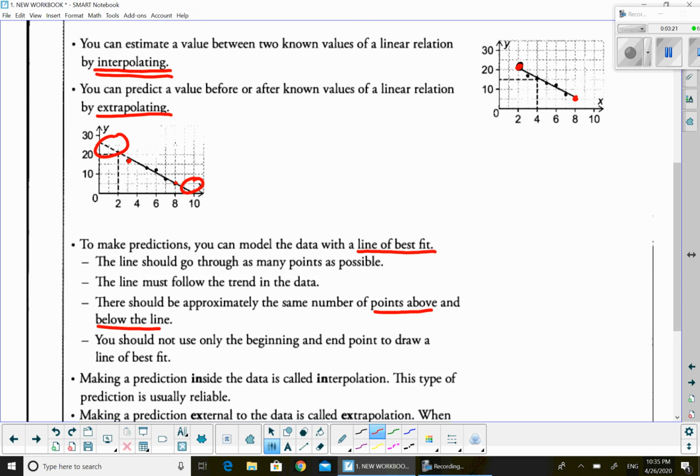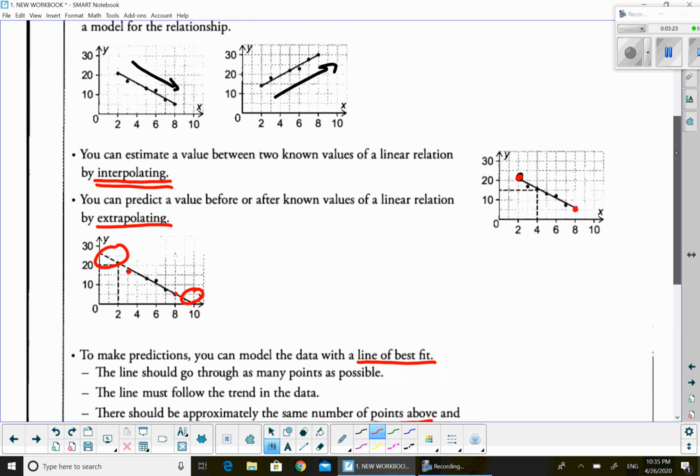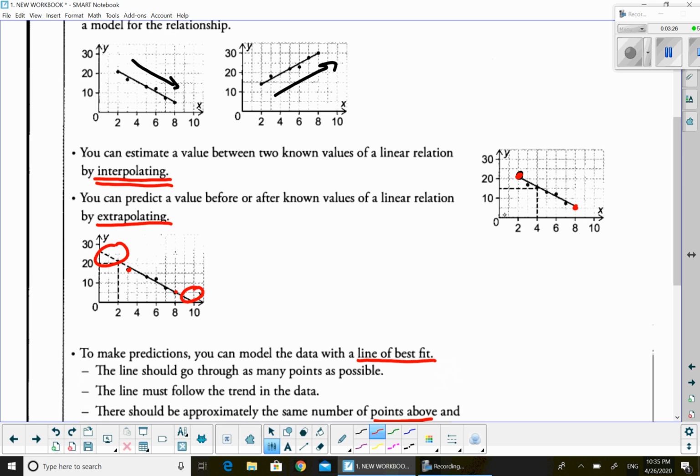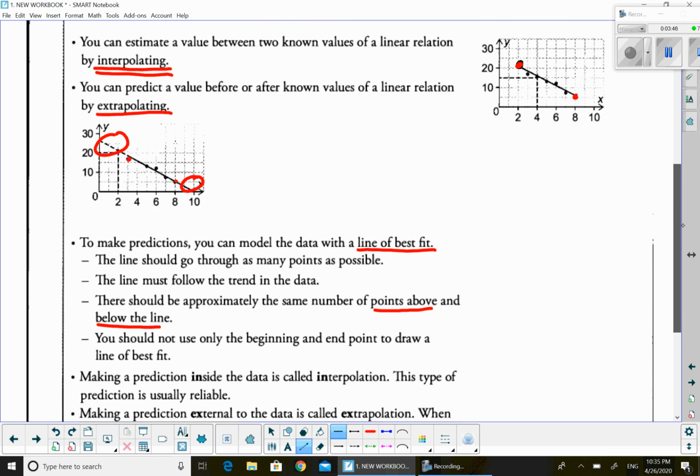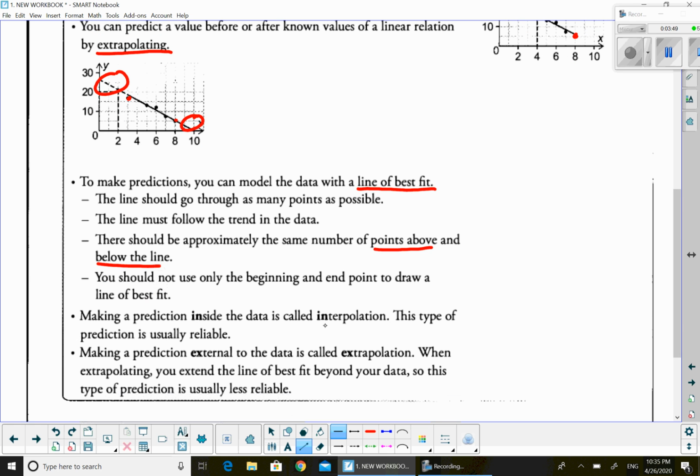A lot of times I see students, let's say we go to this graph over here, I see students that force a line of best fit. They take a ruler and they start here and they say, oh look, it's a line of best fit because I have some points above, some below. That's balanced. No, that's not the case with the line of best fit here. It has to follow the trend that the points are representing. All right, and interpolation is inside estimating, extrapolation is external estimating, but I already mentioned that.